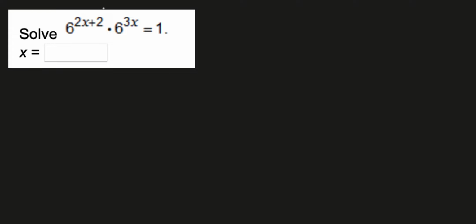Okay, so in this video, we're going to be solving this problem right over here. We have 6 raised to the 2x plus 2 multiplied by 6 raised to 3x is equal to 1. Immediately I look at this and have a tendency to add these two exponents to get a common base. Let's do that. So this is going to be 6 raised to the 5x plus 2 is equal to 1.